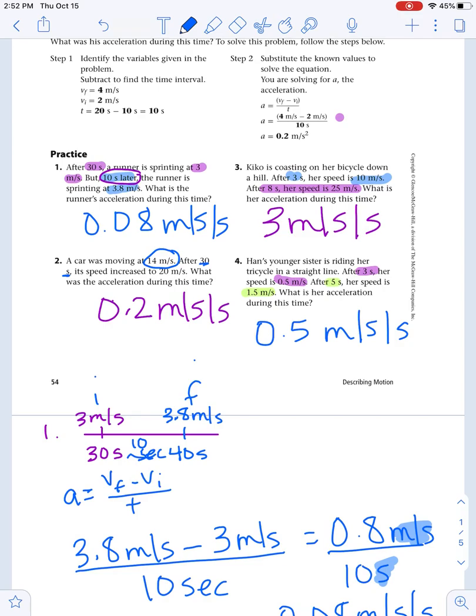These were all examples of positive acceleration because we went from a lower speed to a faster speed. But if we have it the other way around, where we have a faster speed coming down to a lower speed, we're decelerating, then you're actually going to have a negative number for your answer. We didn't have any of those in today's practice.